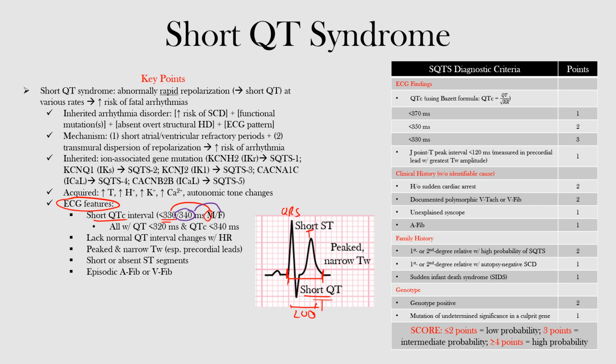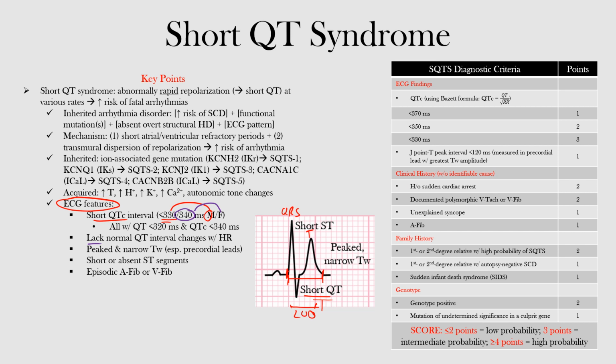Okay. Now, another clue for short QT syndrome is that patients tend to demonstrate fixed QT intervals over a range of heart rates. In other words, they lack normal QT interval changes with heart rate. For example, at fast heart rates, the QTc interval may appear normal. However, if the heart rate slows, the QTc interval fails to prolong, okay? Remember, we use that QTc interval to correct for heart rate. But with these patients, you don't tend to have those changes, and they lack that normal QT interval change with changes in heart rate.